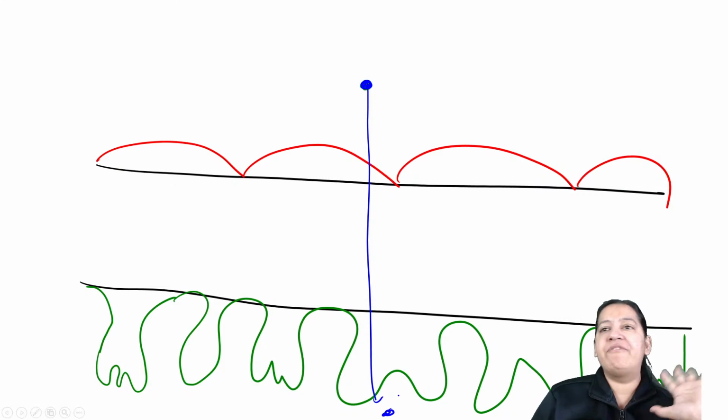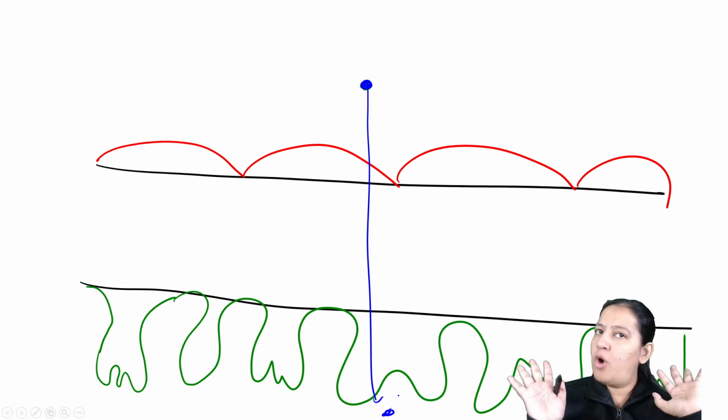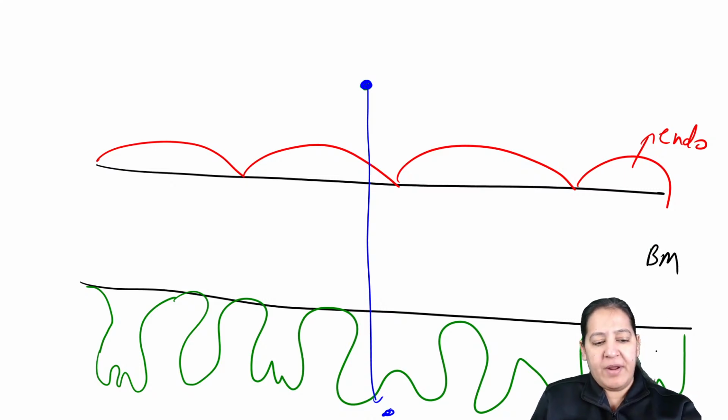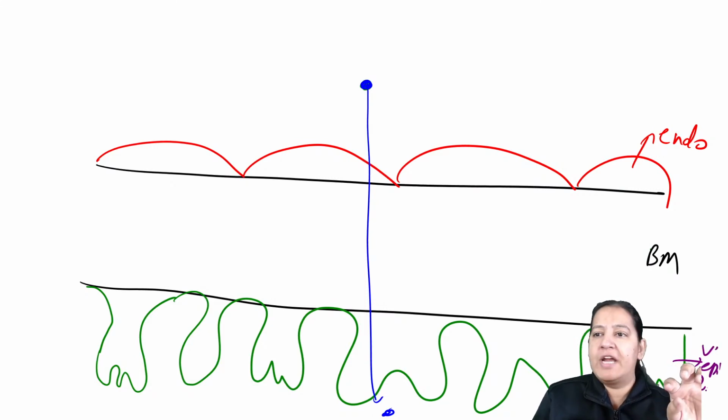Give me a thumbs up, everyone who is listening, if you got this concept very clearly. If you got this concept very clearly, this is endothelium. Now one thing about the basement membrane I would like to elaborate here. This is the basement membrane and this is epithelium. By epithelium I mean visceral epithelium or podocyte, one and the same thing.